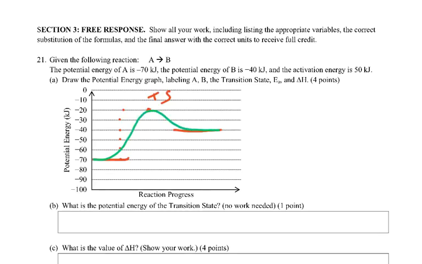Okay, so draw the potential energy, label A, label B, label the transition state, and find E sub A and delta H. Okay, well, E sub A is this guy here, from the reactants to there, and then I'll label that E sub A, activation energy, and the delta H is from here to here.